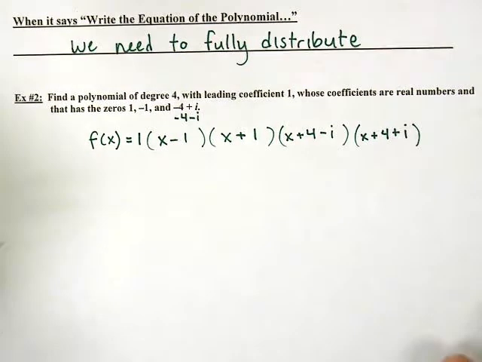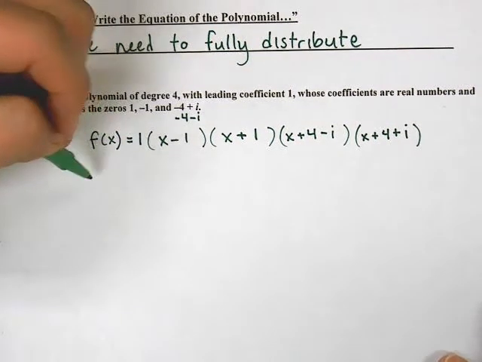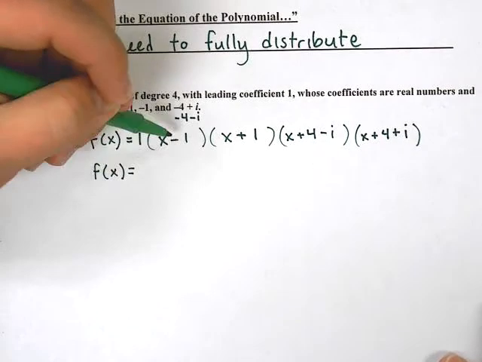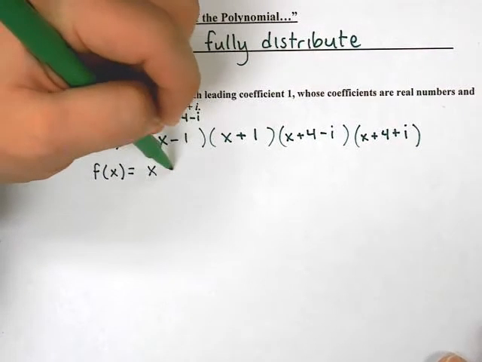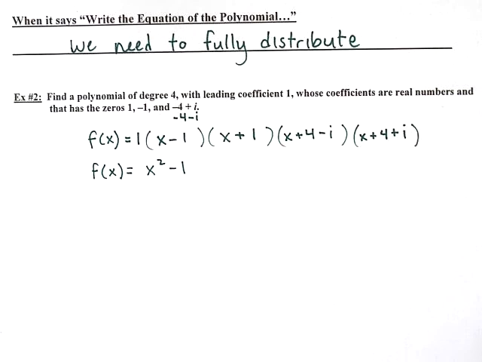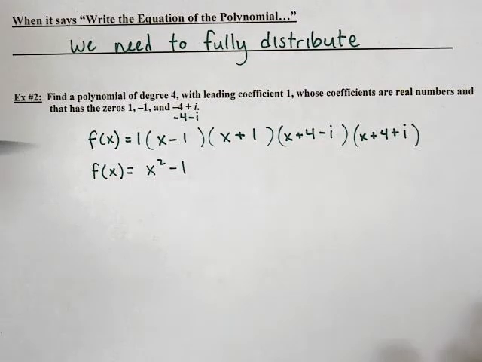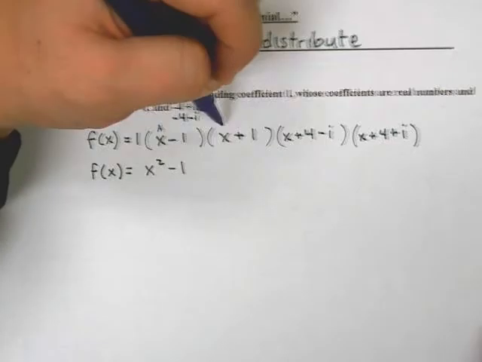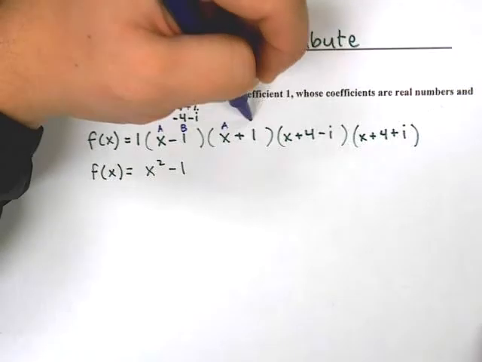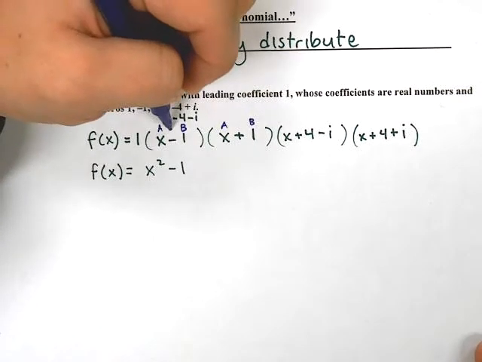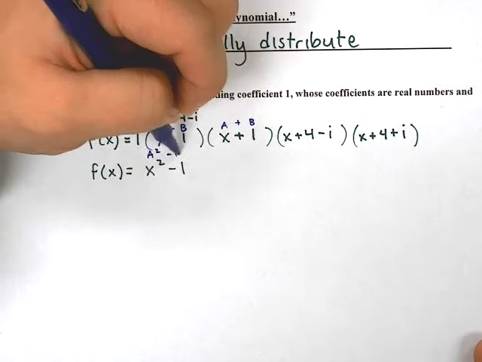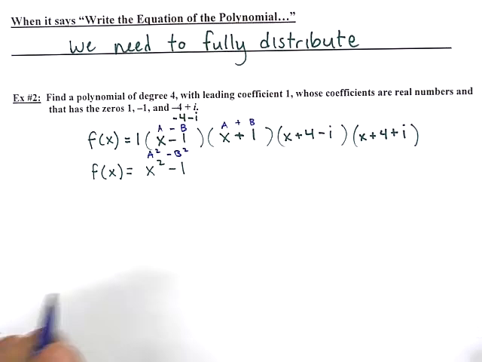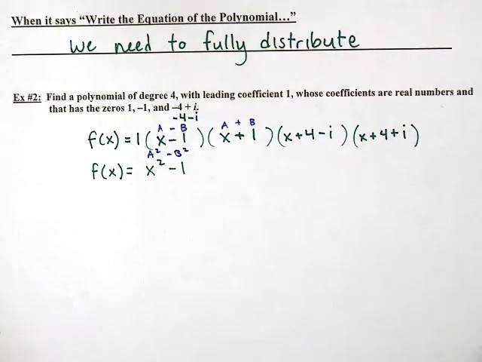Now, I don't have to worry about this 1 anymore as I start to distribute. x minus 1, x plus 1. What's going on here? x squared minus 1, right? That's easy. What I want you to understand is what we really did there. We said that this was like an A value. This was like a B. And whenever you multiply A minus B times A plus B, you always get A squared minus B squared, right? It's just the reverse of difference of squares.